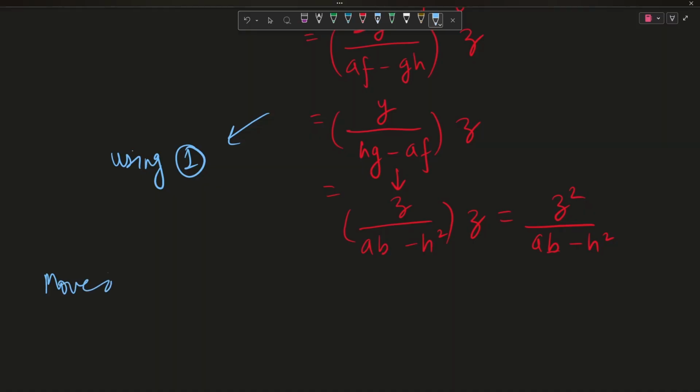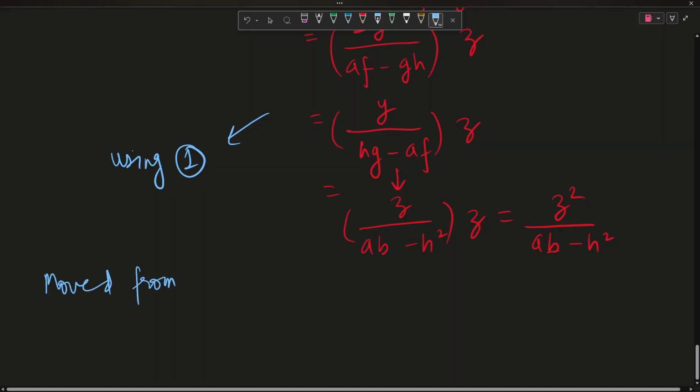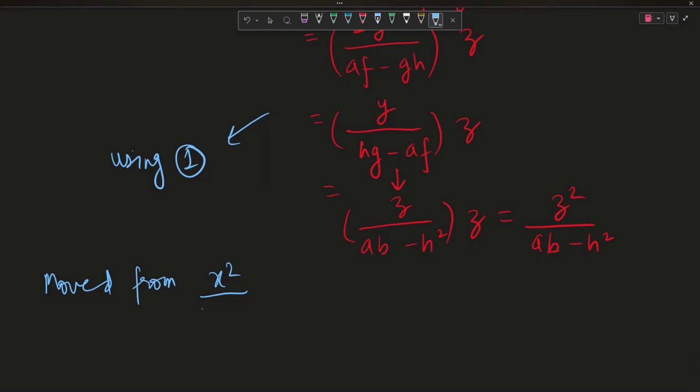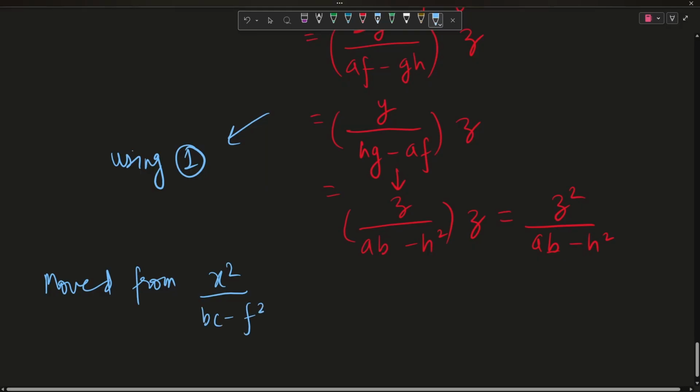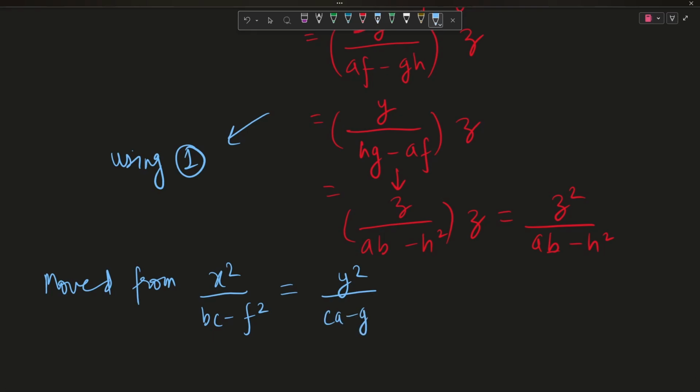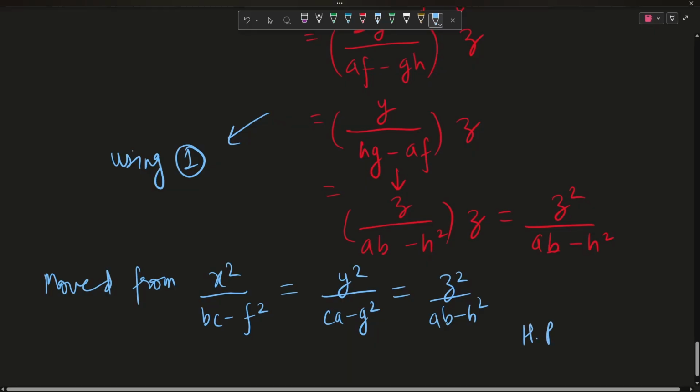We have moved from x square upon bc minus f square. Then we have proved y square upon ca minus g square. Then we have proved z square upon ab minus h square, right? So this is how we have proved it, and we can say hence proved.